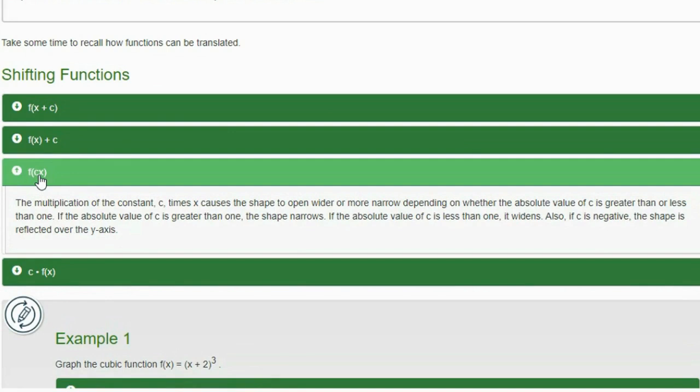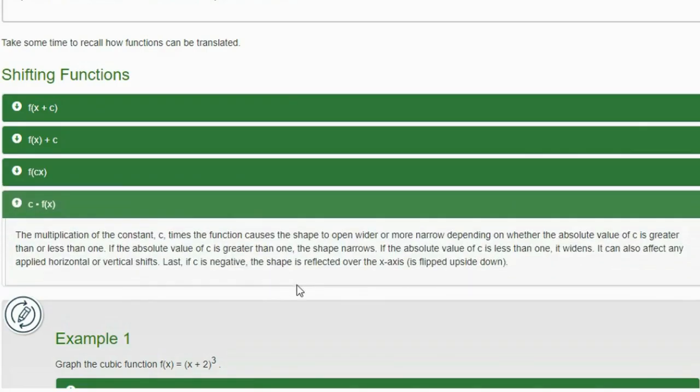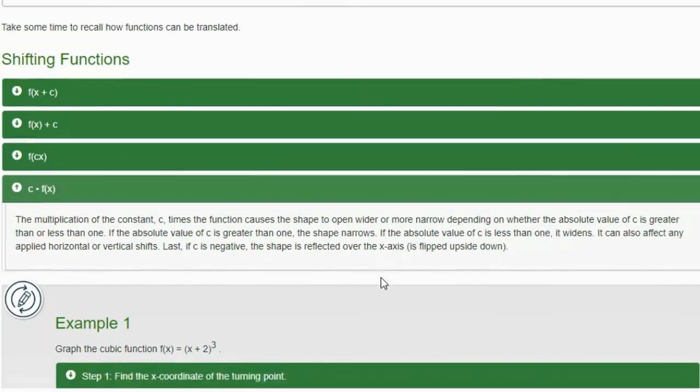Putting a c in front of it, multiplying the x term by a number, makes it go wider or narrower. It makes it more steep or less steep. So if the value of c is a large number, it's going to get really steep and really skinny. If it's less than 1, then it's going to spread it out and make it wider. And if it's negative, it's going to reflect it. If you put a number out in front of the entire thing, it causes the shape to open wider or more narrow, and if it's negative, it can reflect downward over the x-axis.